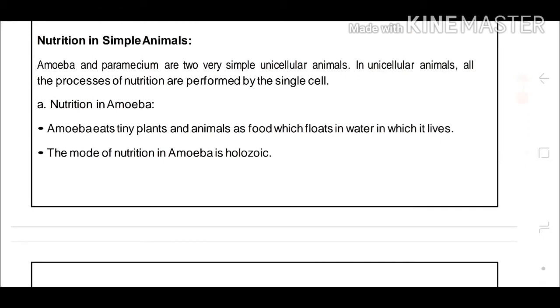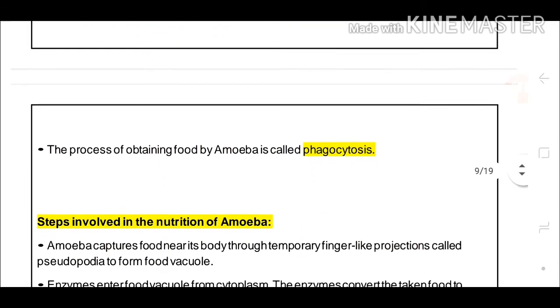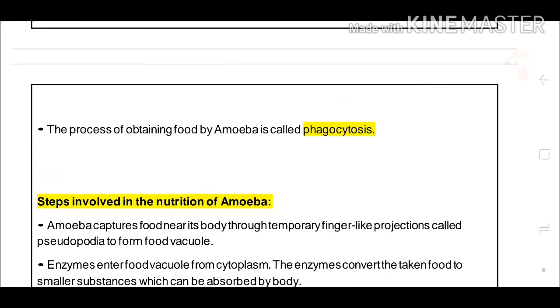Amoeba and paramecium are two very simple unicellular animals. In unicellular animals, all the processes of nutrition are performed by the single cell. Nutrition in amoeba. Amoeba eats tiny plants and animals as food, which float in the water in which it lives. The mode of nutrition in amoeba is holozoic. The process of obtaining food by amoeba is called phagocytosis.